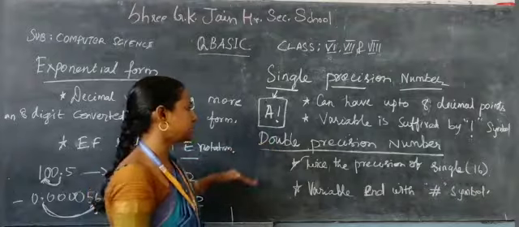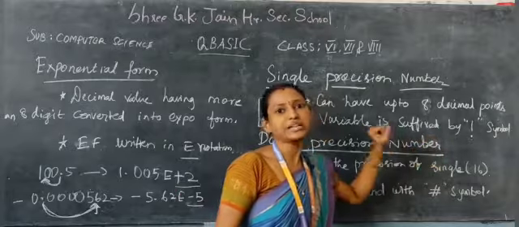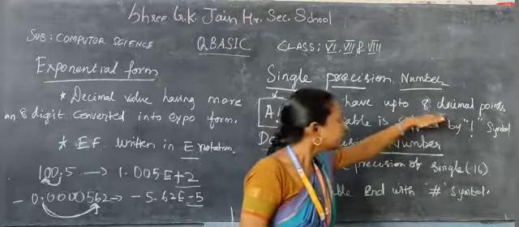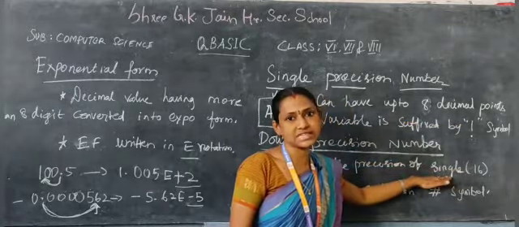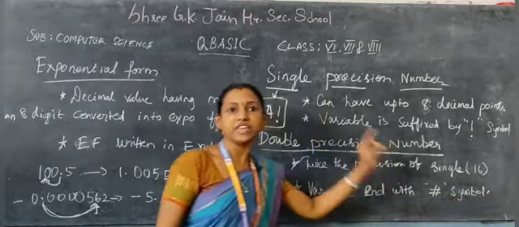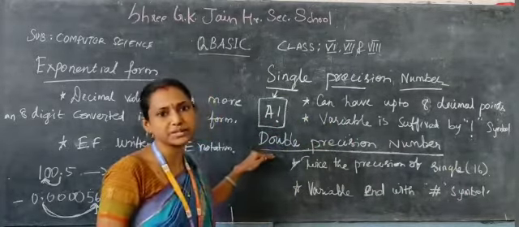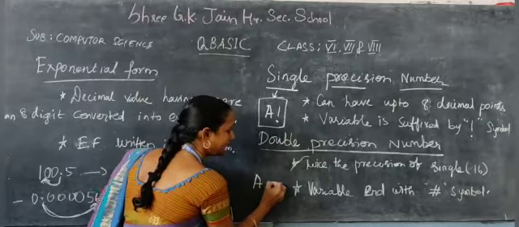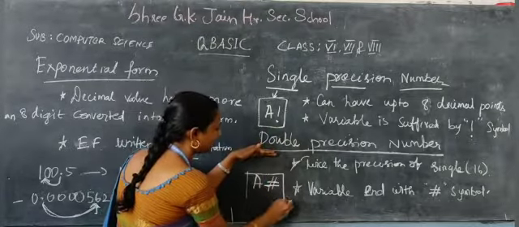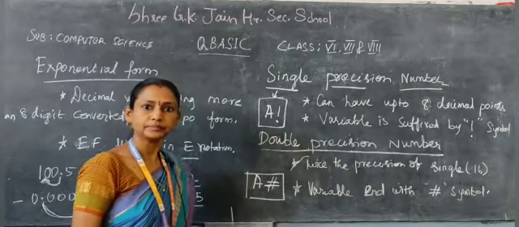Like that, there is the double precision variable. A double precision variable can hold double that of a single precision variable. That is, single holds 8 decimal points and double can hold up to 16 decimal points. And the variable should end with the # symbol. The variable ending with that symbol can hold a double precision value. For example, A#. This variable can hold 16 decimal points. Right?